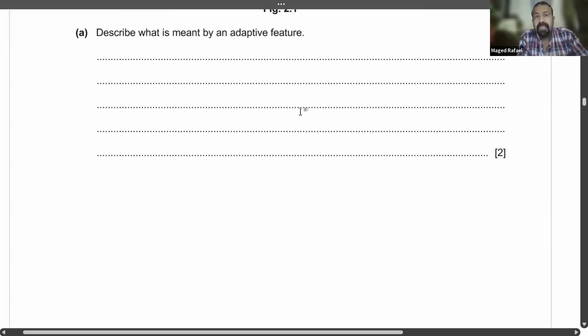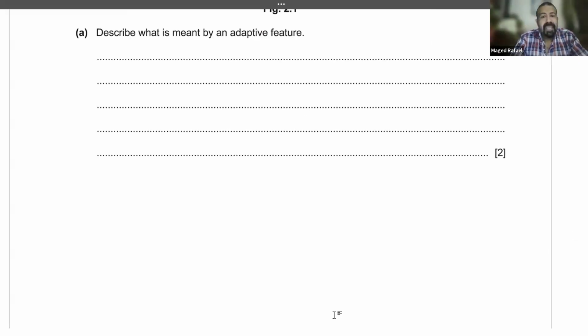So, Dan, describe what is meant by an adaptive feature. What does this mean? What's an adaptive feature? Yes, exactly, Adam. But this is 1 mark, Adam. You need to add something.